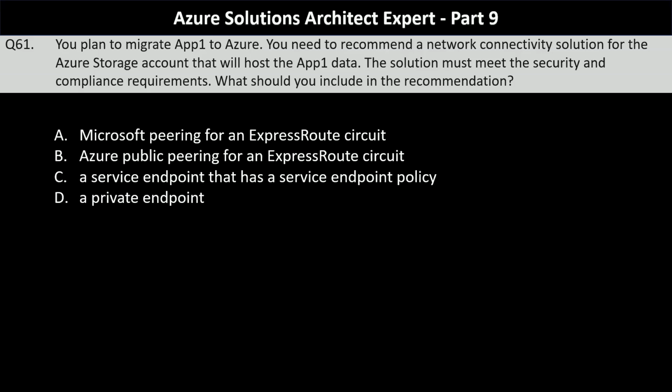And friends, the correct answer in this case is option D, a private endpoint. Private endpoint allows you to connect to Azure services like storage account via private IP from within your virtual network. This ensures that traffic between your resources and the storage account stays completely within the Microsoft backbone network, avoiding exposure to the public internet. Security and compliance are enhanced because access can be restricted to only specific private networks.